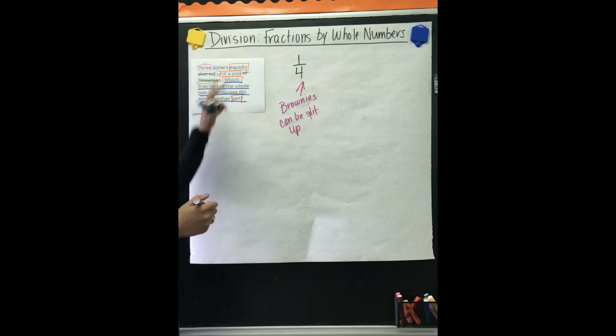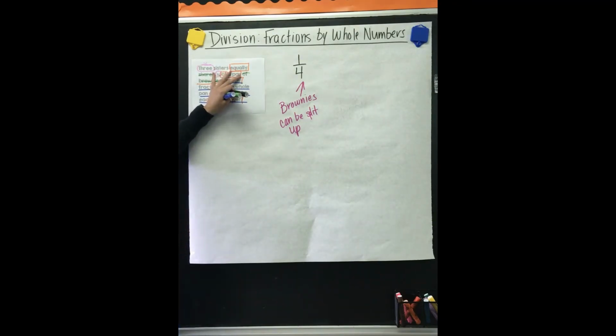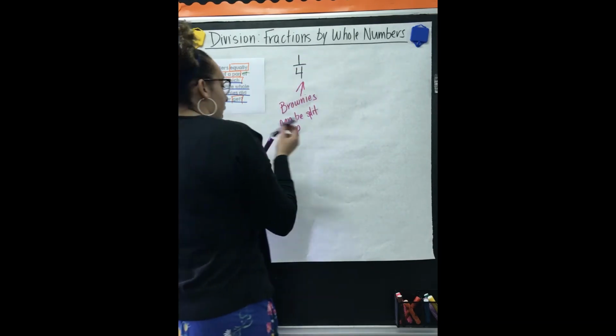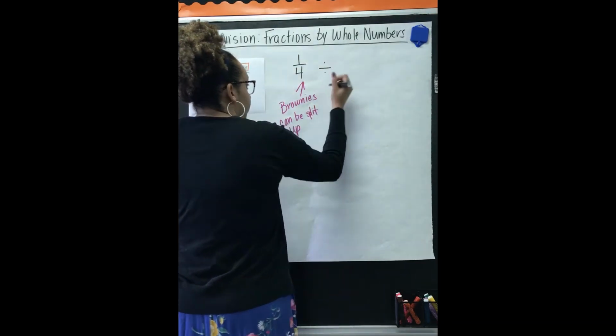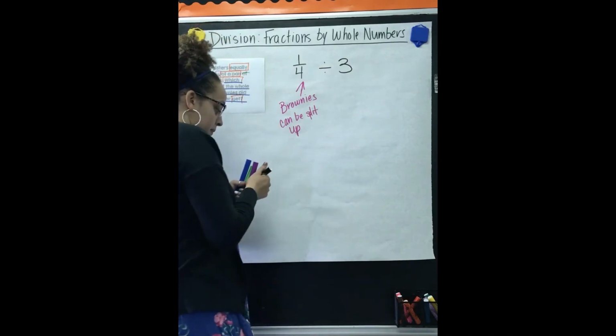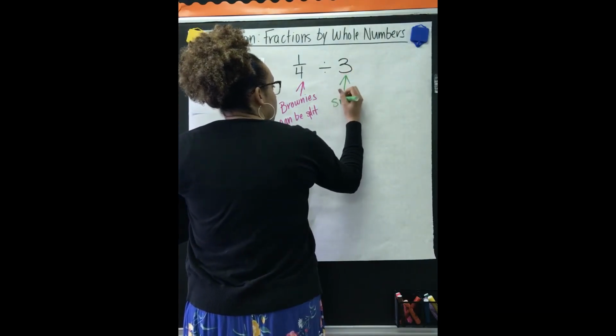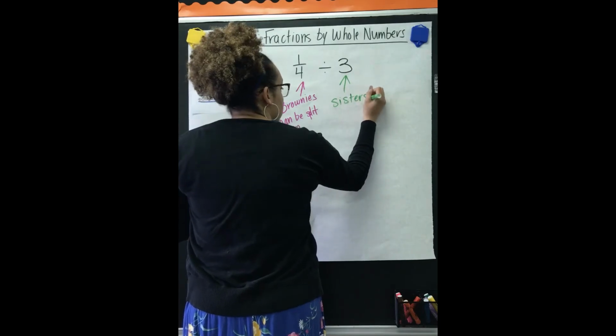No. So when I'm reading story problems and I'm faced with problems that have words, I need to think, what can I split up? Well, I'm not going to divide sisters by brownies. That doesn't make any sense. I'm going to divide my brownies by how many sisters I have, which is 3. And the reason why we're dividing a fraction by a whole number is because we can't split up sisters.